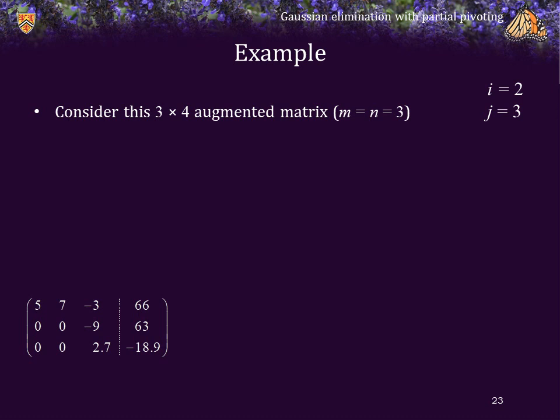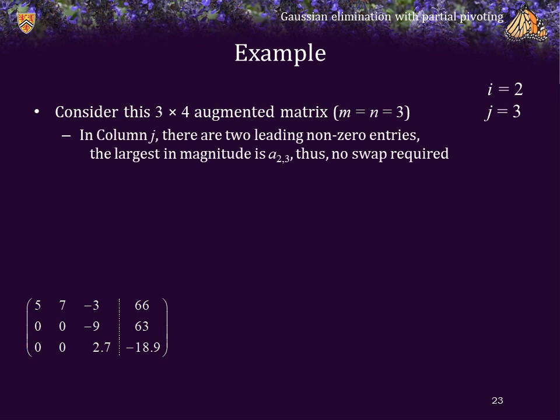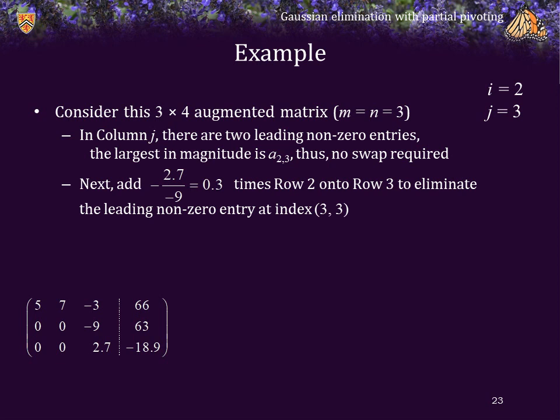Next, taking a look at this matrix, we note that in column j equals 3, there are 2 leading non-zero entries, the largest in magnitude of which is at index 2, 3, and thus it is already in row i equals 2, and so no swaps are required. Next, we will add the negation of 2.7 over negative 9 times row 2 onto row 3, and that will eliminate that leading non-zero entry at 3, 3.